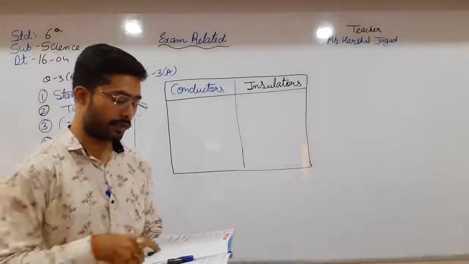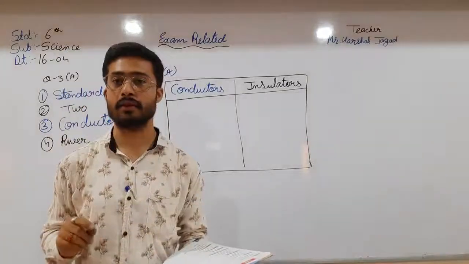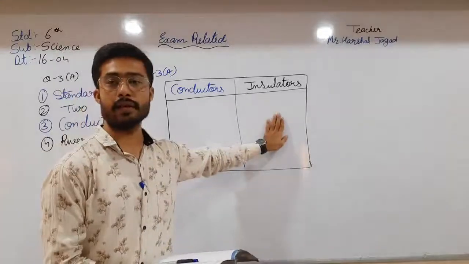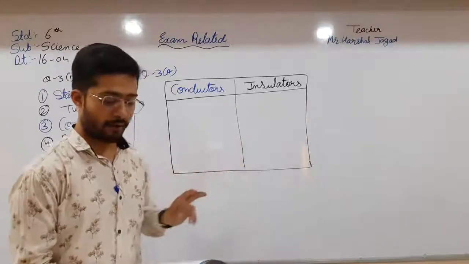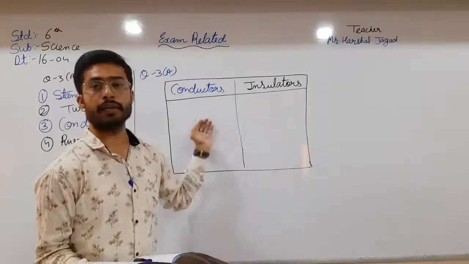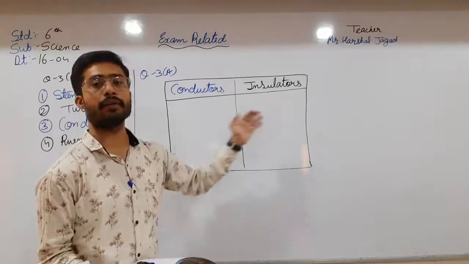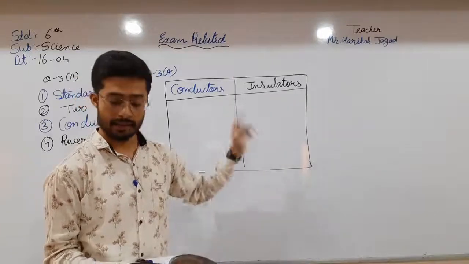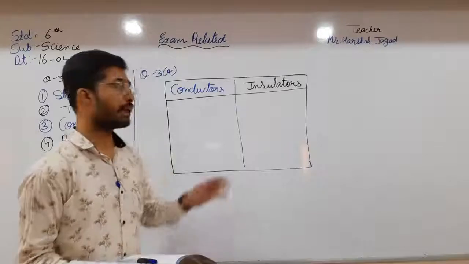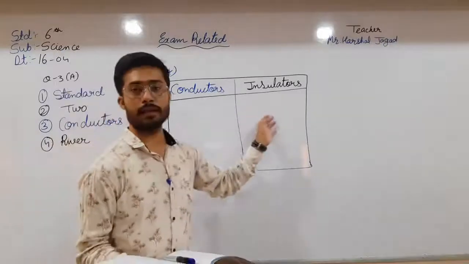Okay students, so here gold, first one, is it a conductor or not? If it is a conductor, then you have to write here, and if it is an insulator, then you have to write here. Then wood, is wood a conductor or insulator? If it is a conductor, write on this side. If it is an insulator, write on this side. Then silver, if it is a conductor, write over here. If it is an insulator, then here.